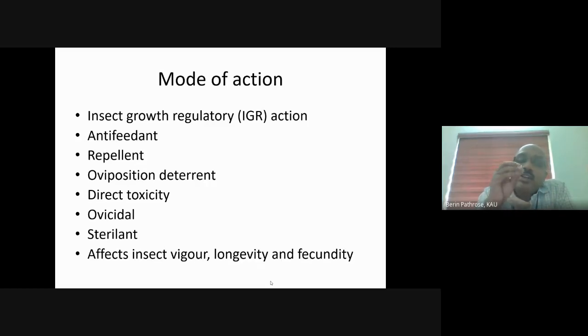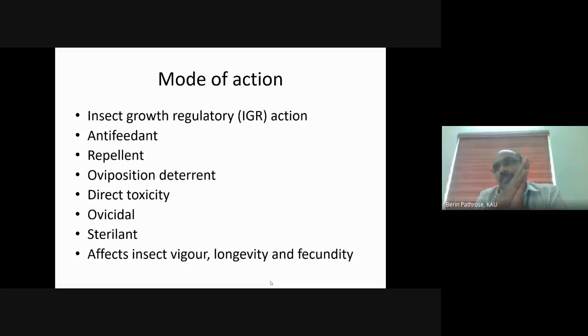The insect won't settle on the crop itself. If the pest settles on the crop, the botanical doesn't have repellent property. If the insect doesn't settle on the crop, it has repellent property. Once it settles, and if the insect is unable to feed on that sprayed crop, that botanical has antifeedant property. I think the antifeedant and repellent concept is clear to you. Repellent means the insect won't be able to sit on that sprayed crop.